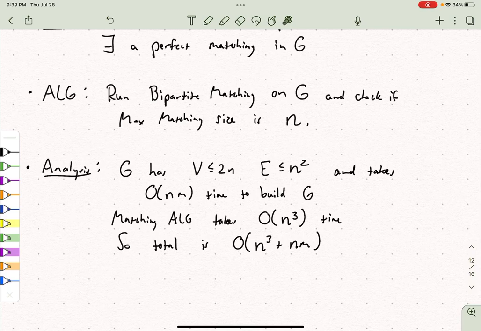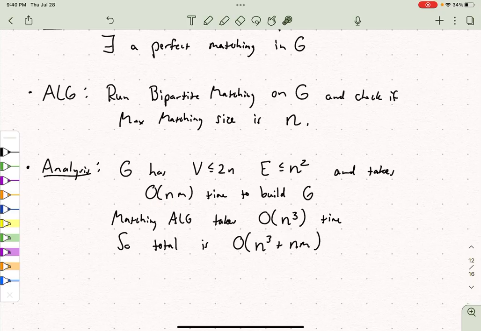Now, what's the running time of this algorithm? Well, the vertices are 2n, one starting point and one hole each, and then there are at most n squared possible edges because each pair of start to hole could have an edge between them. And it also takes O of n times m to build the graph G. So typically building the graph G is pretty straightforward. It's a low time.